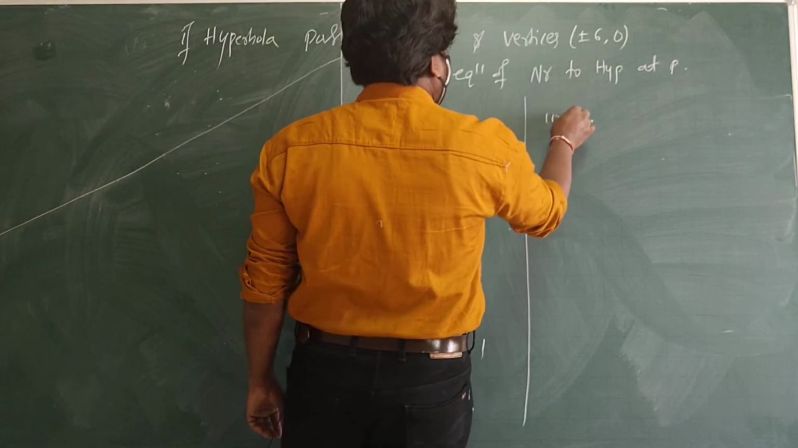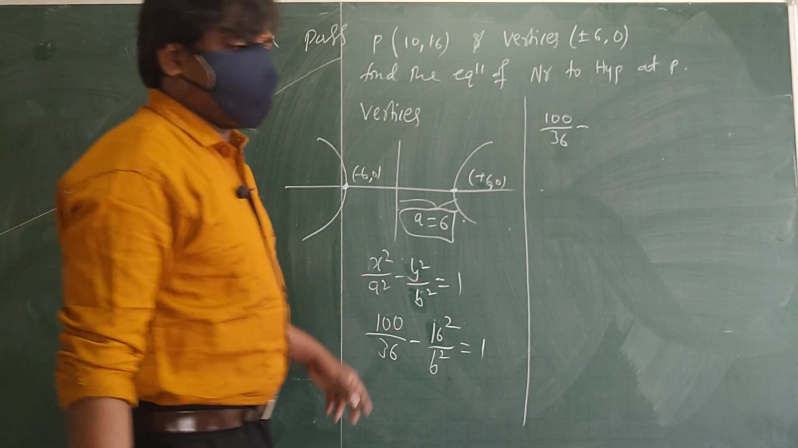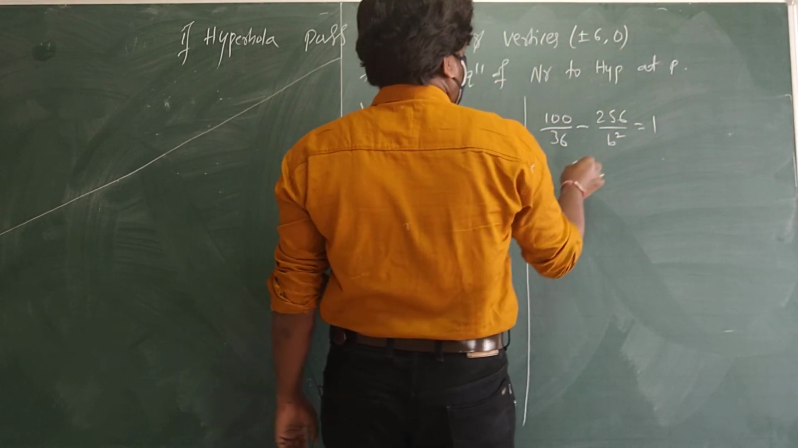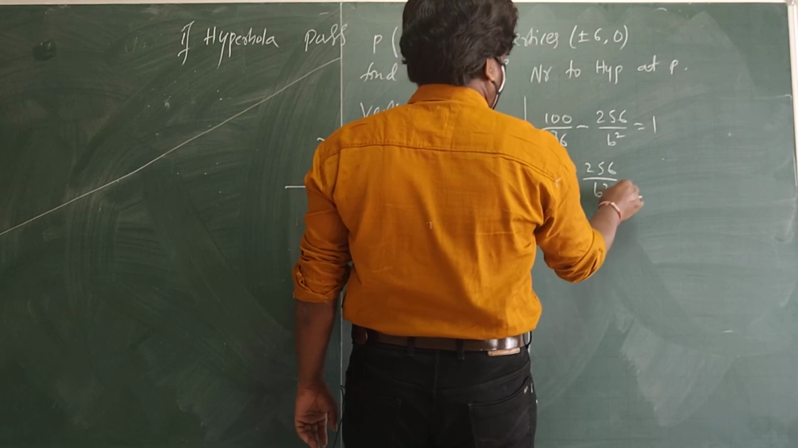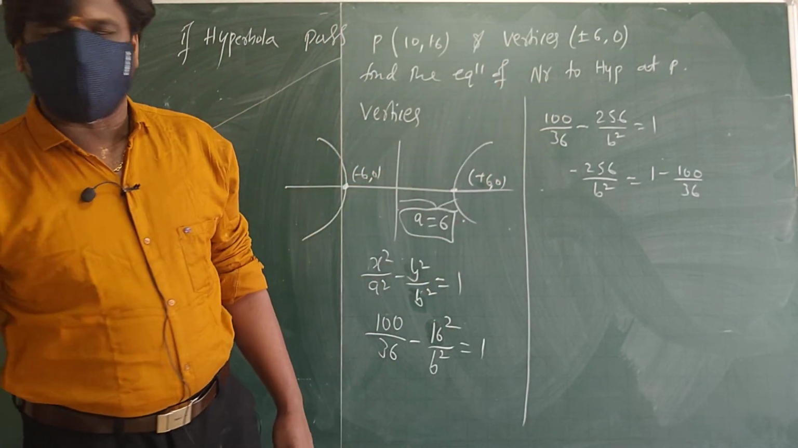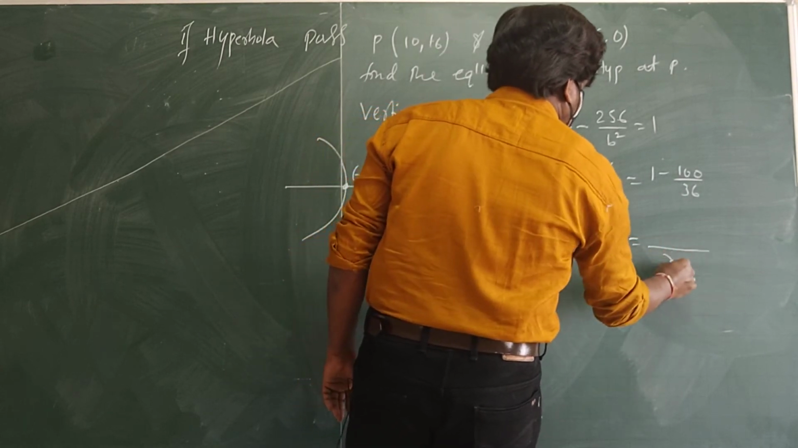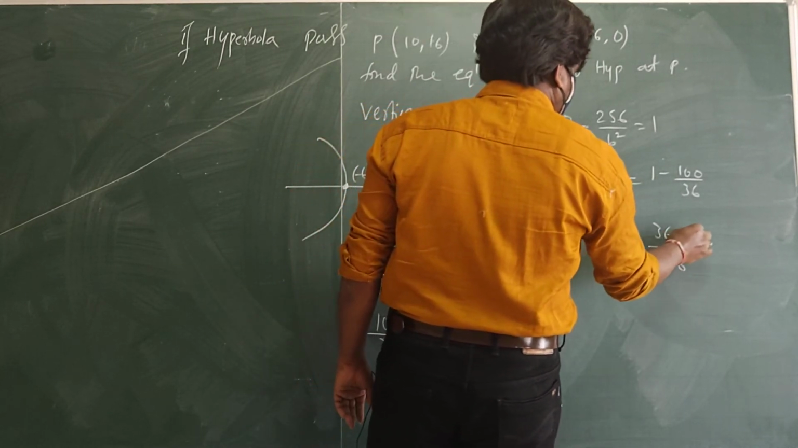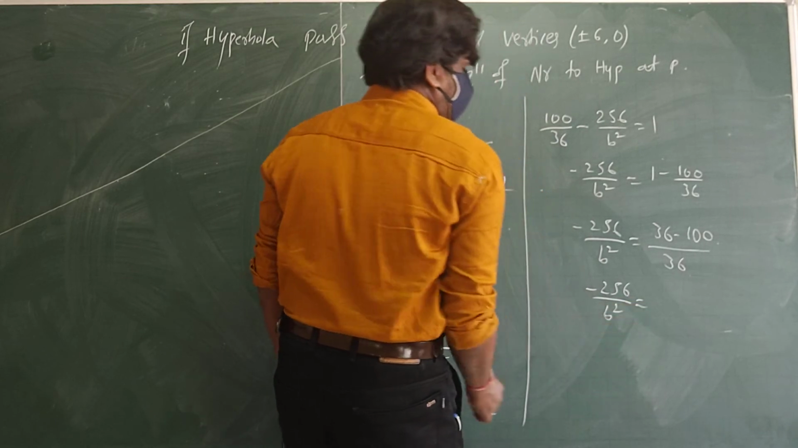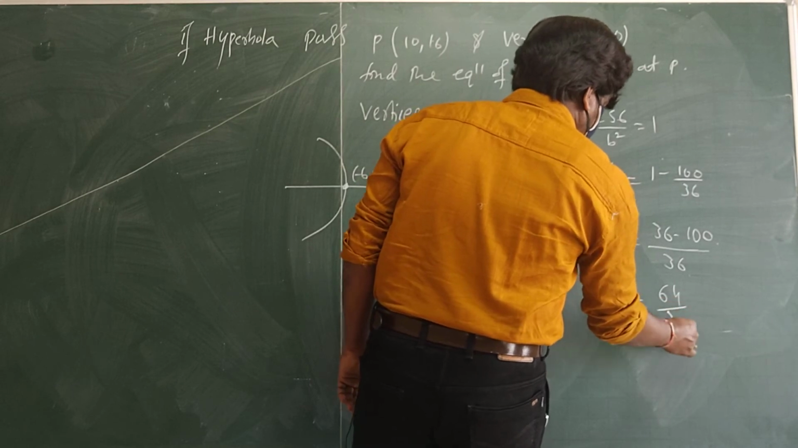See, 100 by 36 minus 256 by b square is equal to 1. So minus 256 by b square is equal to 1 minus 100 by 36, sending 100 by 36 to this side. 36 is the LCM, so 36 minus 100 gives minus 64. So 256 by b square is equal to 64 by 36, with the minus cancelling on both sides.